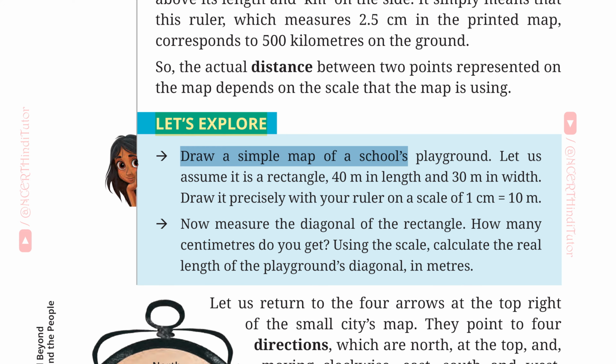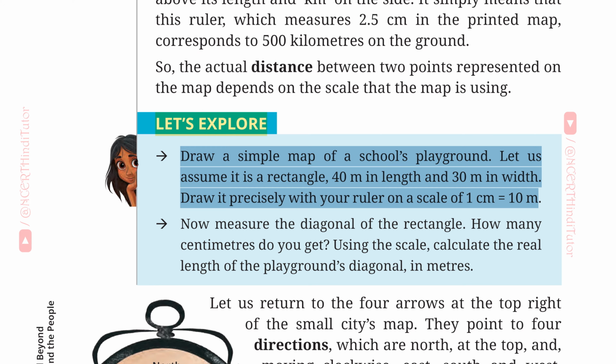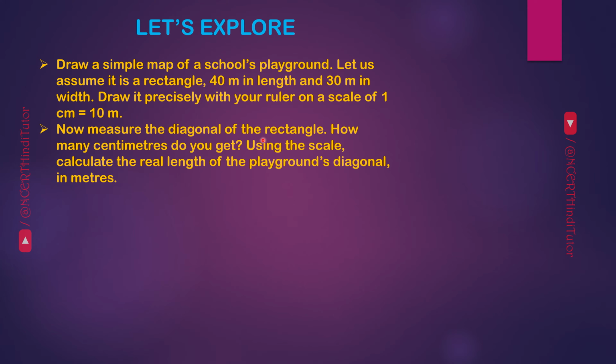Next, let's explore. Draw a simple map of a school's playground. Let us assume it is a rectangle 40 meters in length and 30 meters in width. Draw it precisely with your ruler on a scale of 1 centimeter equal to 10 meters. Now measure the diagonal of the rectangle. How many centimeters do you get? Using the scale, calculate the real length of the playground's diagonal in meters.